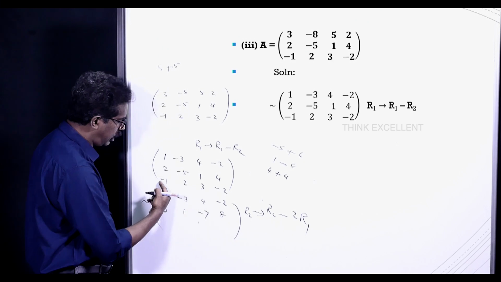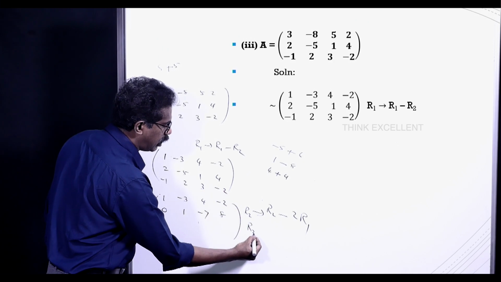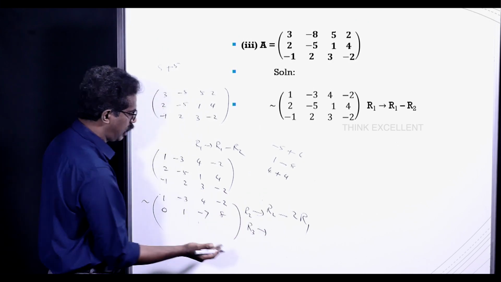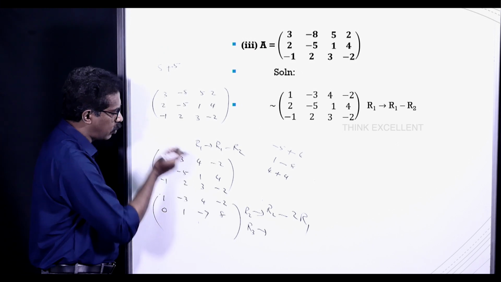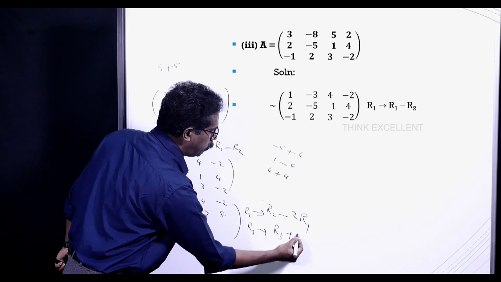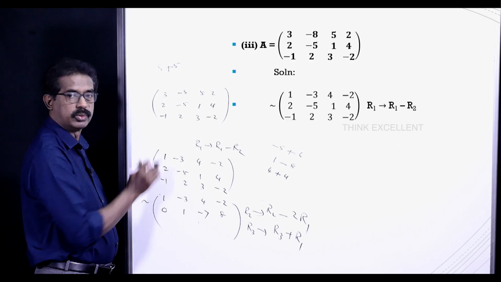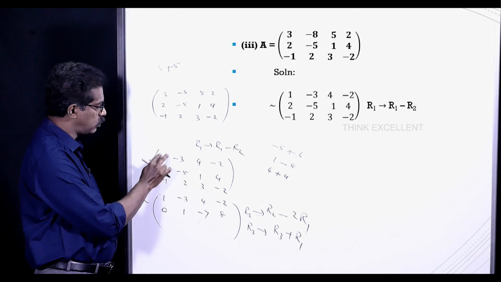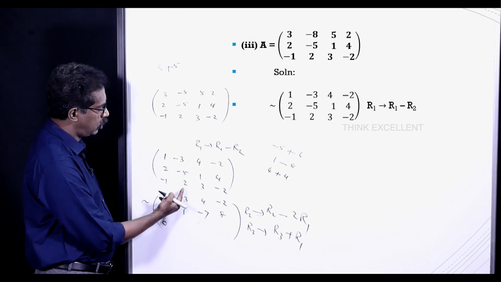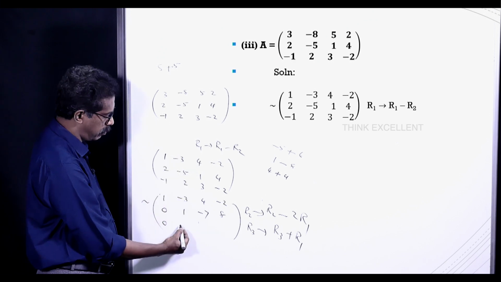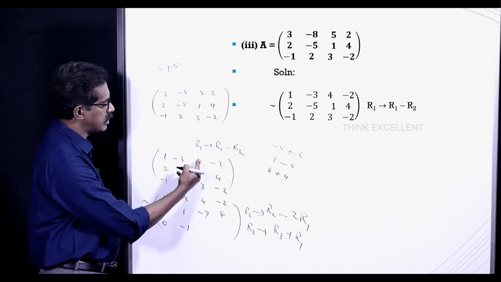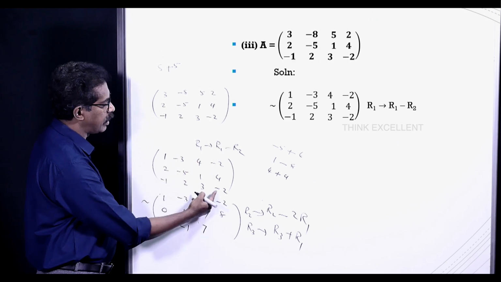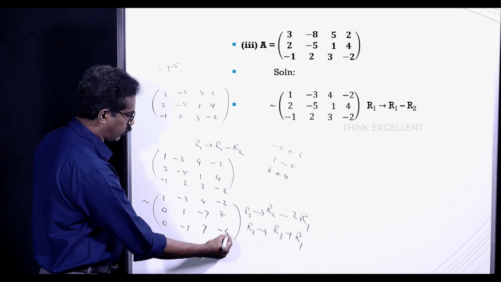So what step do you write here? R3 is R3. Write one below the other. Okay. R3 is R3 plus R1. Add these two. Minus 1 plus 1, 0. 2 minus 3, minus 1. 3 plus 4, 7. Minus 2 minus 2, minus 4.